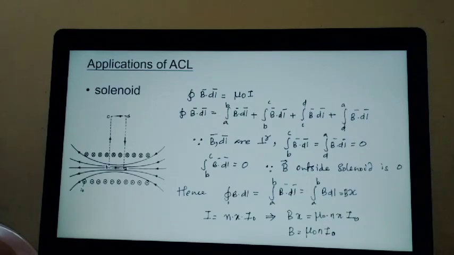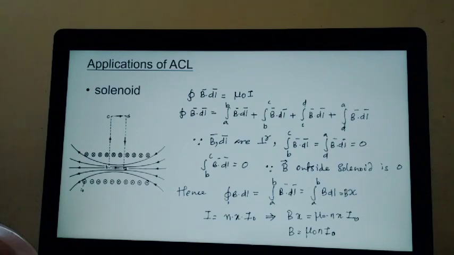When you are moving from B to C and D to A, B and dl are acting in perpendicular direction. So when you are calculating B dot dl, that will become 0. And the integral from B to C of B dot dl is also equal to 0 because outside the solenoid the magnetic field density is 0, that I already told you. So the integral of B dot dl will remain only for the integral from A to B of B dot dl, and suppose the length AB is taken as x.